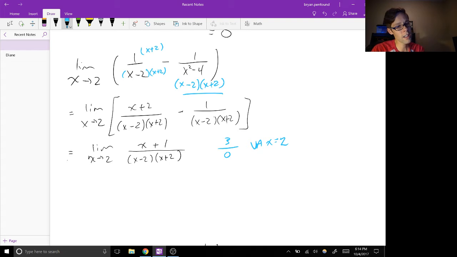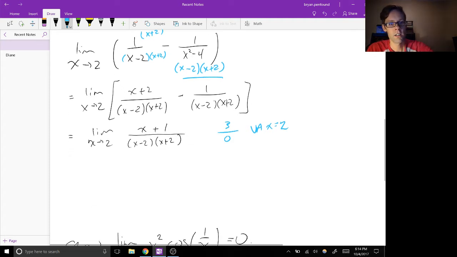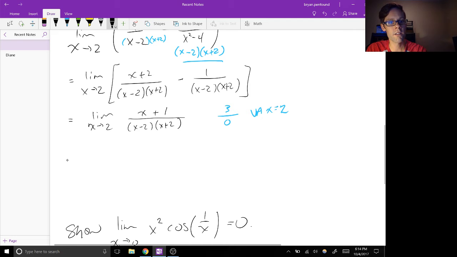So our final answer, if we can write something down for our limit, is going to be plus or minus infinity. So we're going to have to go through this process of taking a look at the limit as x gets close to 2 from the right, as well as the limit as x gets close to 2 from the left. So let's go ahead and try that.